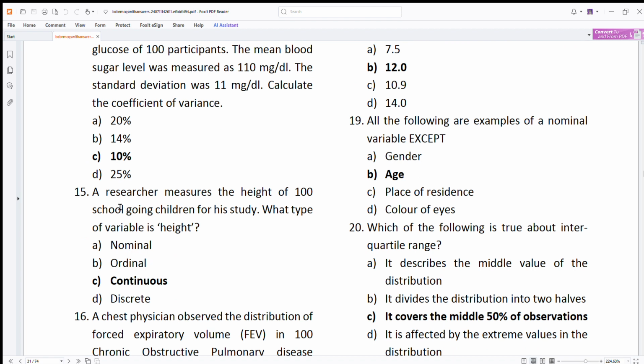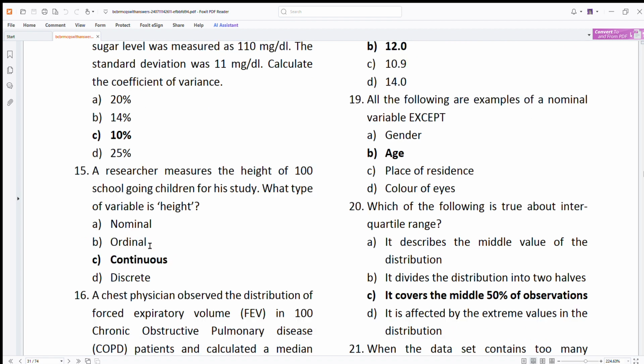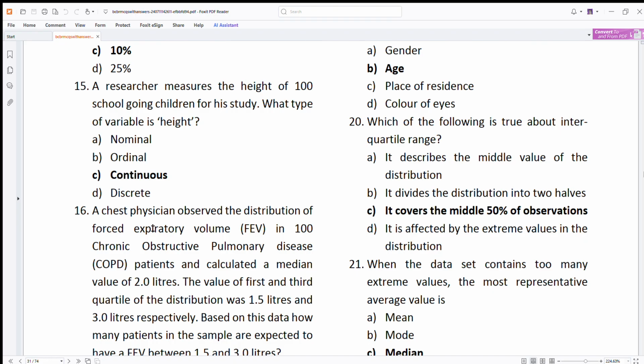Researcher measures the height of 100 school-going children. What type of variable is height? Continuous. It can be in decimals, right? Obviously, this 0.7 centimeters, 0.6, right?